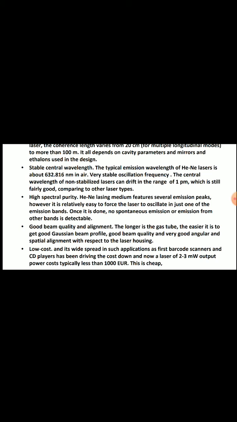The longer the glass tube, the easier it is to get a good Gaussian beam profile. As you know, a laser beam can be identified for its spectral purity from the Gaussian beam profile only. The more peaked the Gaussian beam, the narrower it is, the more purified is the spectrum of the laser beam. The broader the Gaussian beam, the more frequency components are present in the beam. So good beam quality and very good angular and spatial alignment with respect to the laser housing can be achieved.